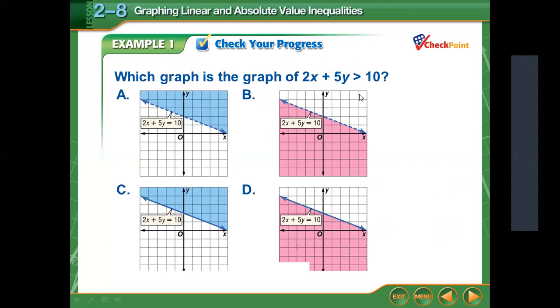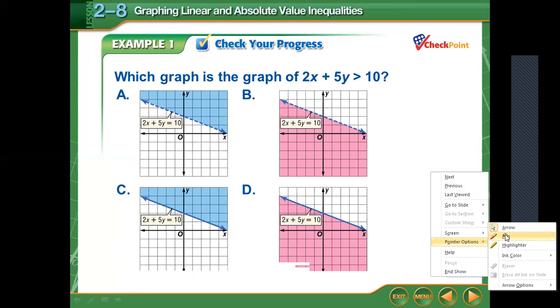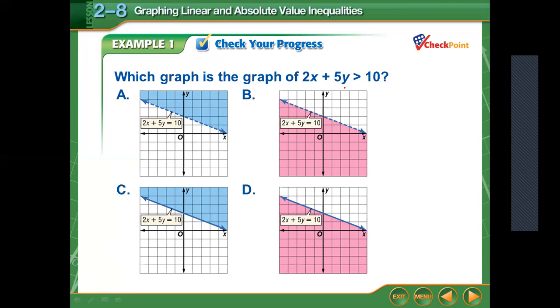So looking at a problem like this, which graph is the graph of 2x plus 5y is greater than 10? Well, if I'm doing this one, I'm going to go ahead and solve for y. I'm going to solve for y by subtracting 2x on each side. That's going to leave me with 5y is greater than negative 2x plus 10. Divide by 5 on each side. I'm dividing everything on the right side by 5. I do not have to flip it because I did not multiply or divide by a negative.